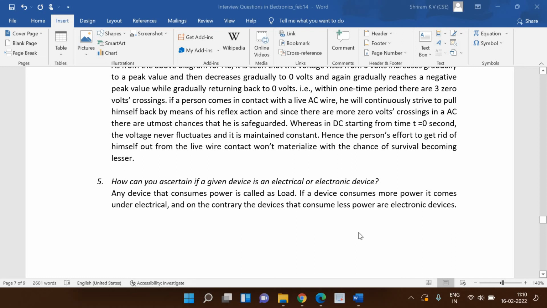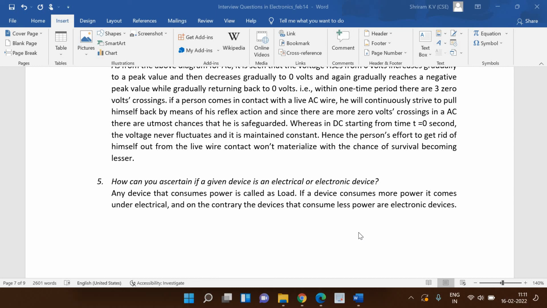Well, how can you ascertain if a given device is an electrical or electronic device? I have a device, you tell me what is it? Is it an electrical or electronic device? How will you say that? Any device that consumes power is called a load. If a device consumes more power, it actually comes under electrical, and on the other side, the devices that consume less power are electronic devices.